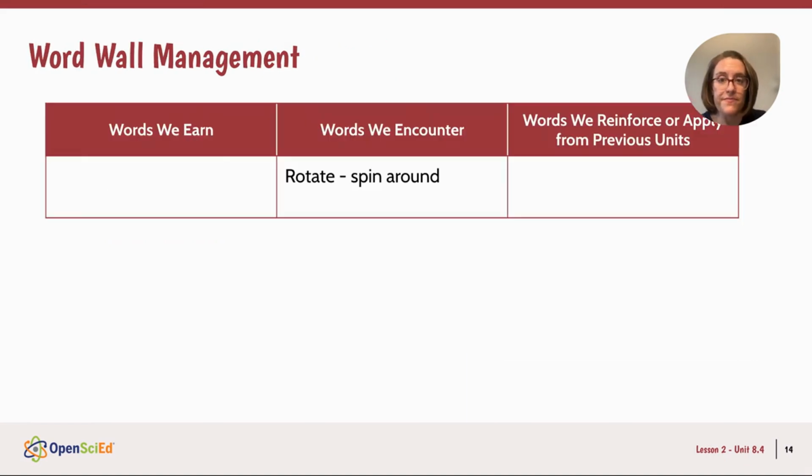Word wall management. We don't earn any words in this lesson, but due to students' differences in background knowledge coming into this unit, you may encounter words like rotate or revolve. And during this conversation at the end of lesson 2, it's a really good time to make sure that everyone is on the same page with what these words mean and what kind of motions go with them before moving on.